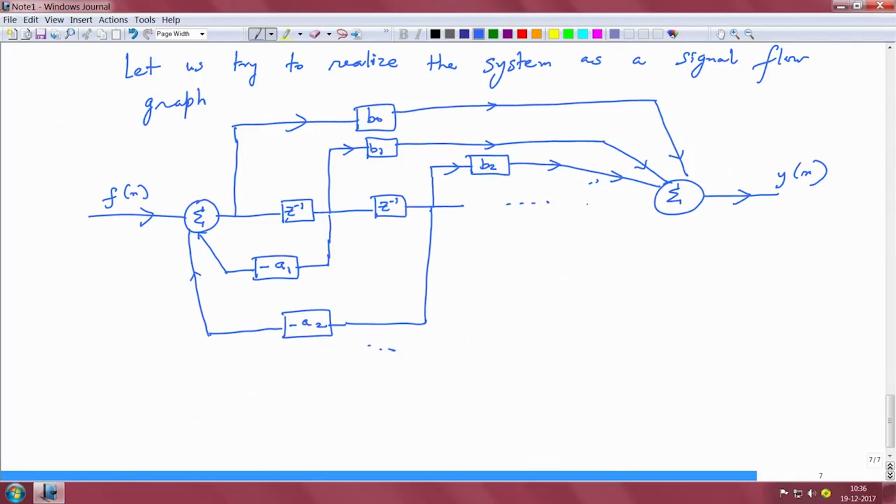Basically at various tap delays you should have a feed forward path and a feedback path, and that is the general form of a signal flow graph for realizing this ARMA model, the autoregressive moving average model. And this is very useful because in the later part we will build the state space representation for this generalized discrete time model, and we will analyze this more carefully through subsequent lectures. So, we will stop here.